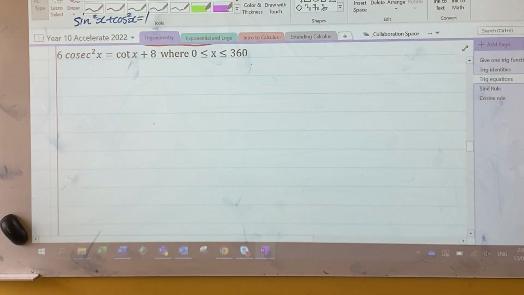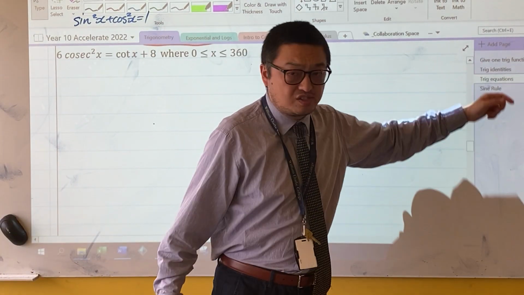Alrighty, let's have a look at this one. This one's a bit harder now. 6 cosec squared x equals cot x plus 8, and x is between 0 and 360. Now, whenever you see these reciprocal functions, you're going to think about those 3 trig identities which we did in last lesson.